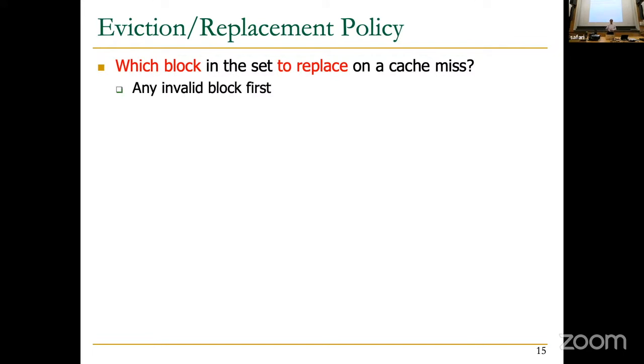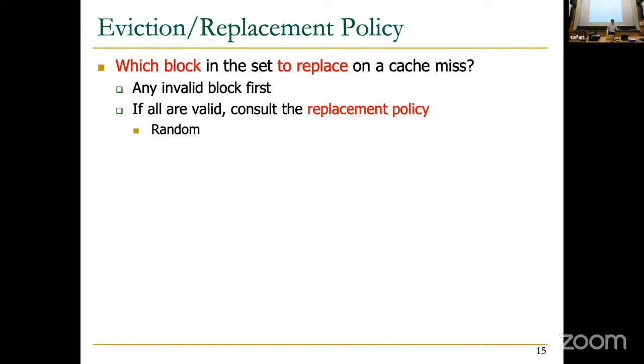As I said, if there's an invalid block, that means there's no data over there, the tag is not valid, put the incoming block there, right? That's easy. You're not replacing anything in that particular case. Assuming that there is no invalid block, which is hopefully the steady state of your cache, you consult something called the replacement policy. So what could be a replacement policy?